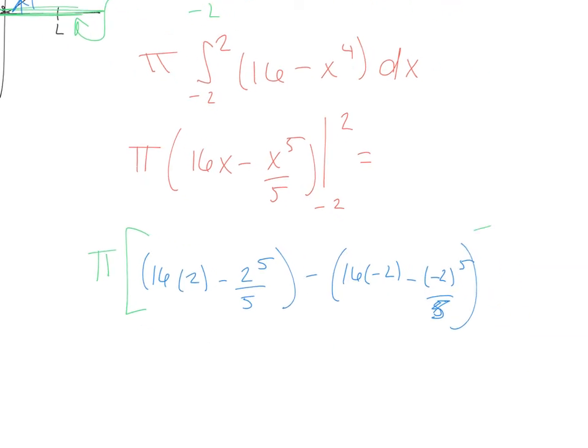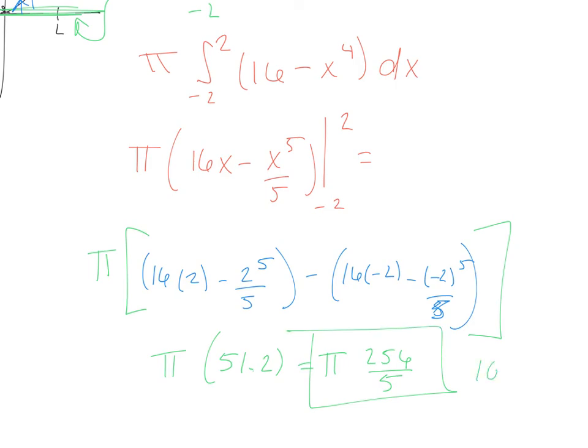And I'm going to put this into my calculator here. So it's going to be pi times 51.2. And that's really pi times 256 over 5, I'm sorry. So that's your answer really. Or you can write it as 160.85 if you'd rather that.